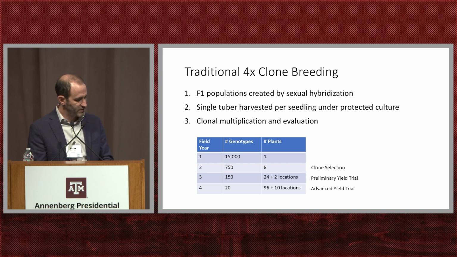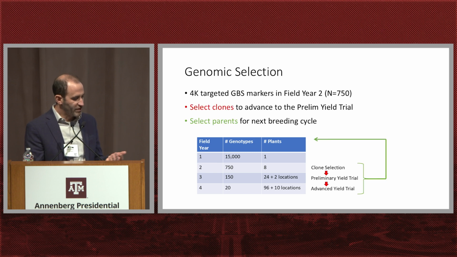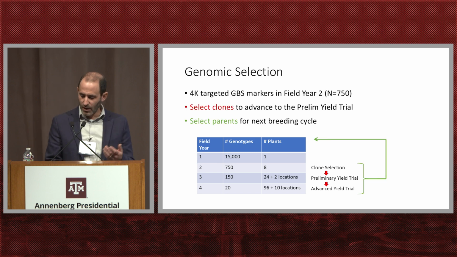based on those characteristics. The second field year, you now have multiple plants per genotype, so that's what we call the clone selection stage. In my case, that's about 750 genotypes per product profile, and we use 8 plants for that evaluation. And then it goes on from there. We start to have both our seed nursery and multiple locations for yield trials in that third field generation. That's like what a preliminary yield trial would be for a grain program, I would say, and then advanced yield trials, et cetera. Okay, so how does genomic selection play into all this?